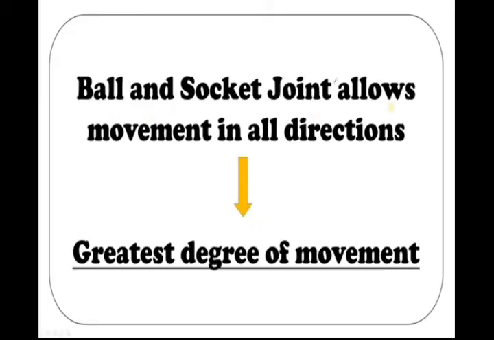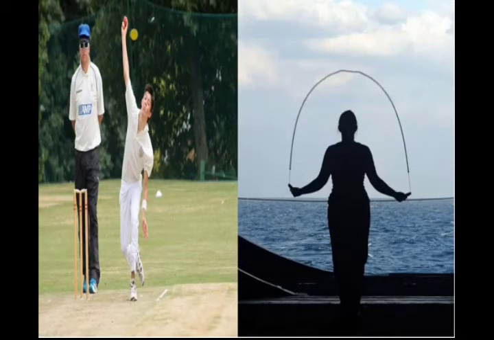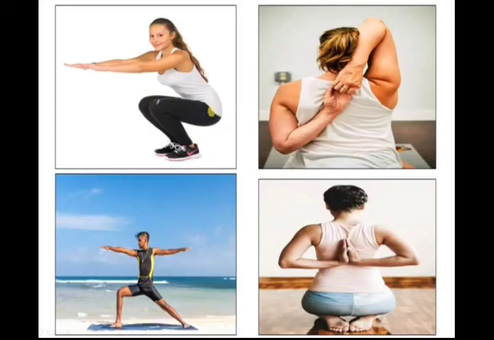So the ball and socket joint allows movement in all directions and it has the greatest degree of movement. Greatest degree means 360 degrees. When you are bowling a ball or when you are skipping, you can see the 360 degree rotation. You can change the direction into clockwise as well as anti-clockwise direction.